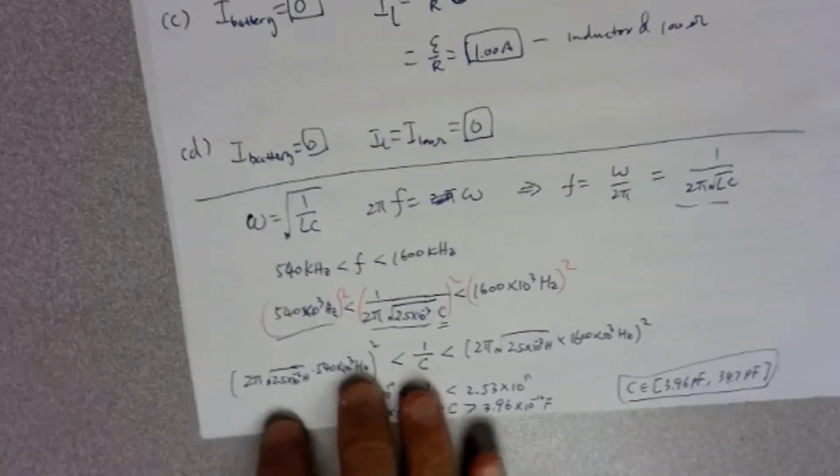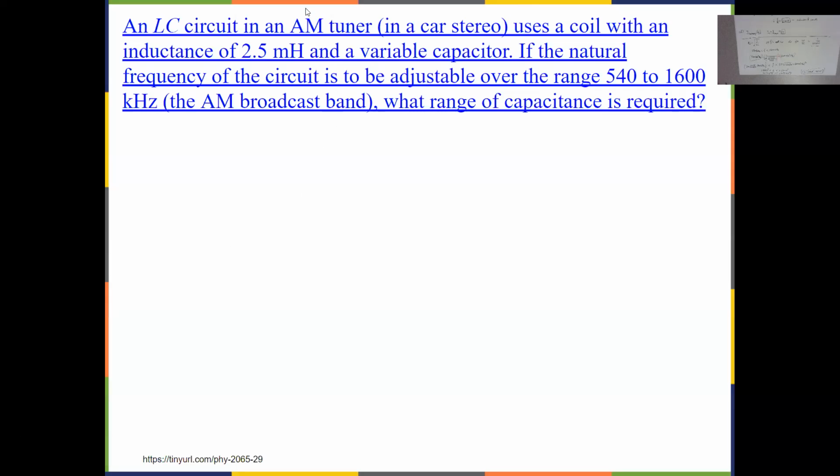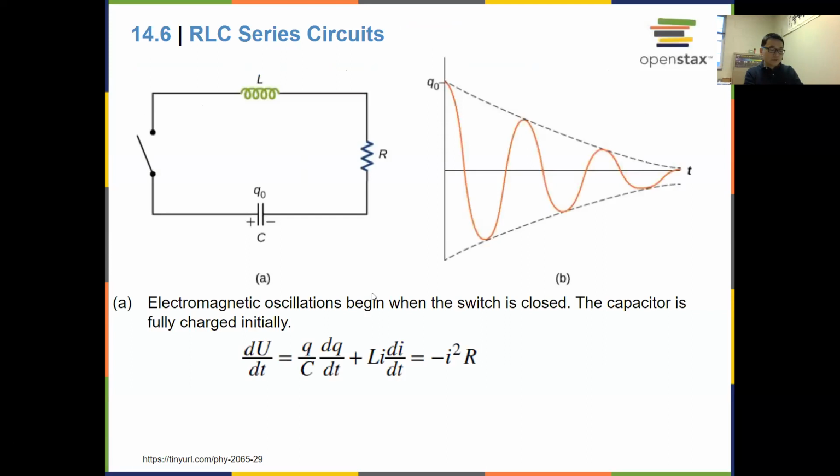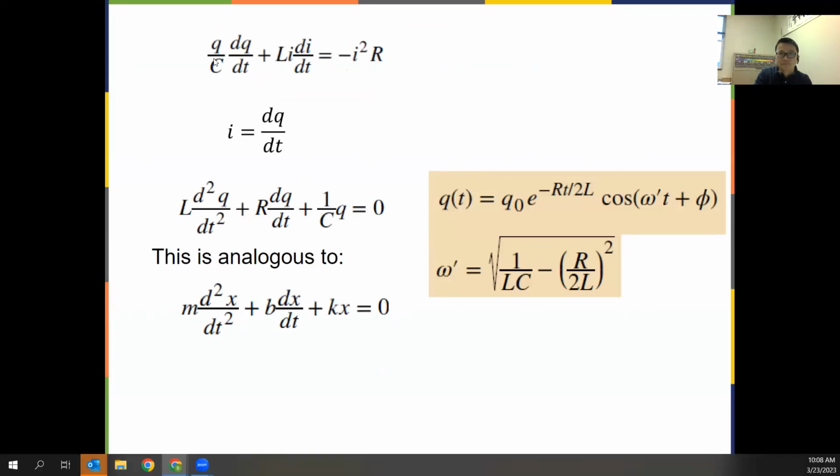All right, going back to the slide again. Now, in reality, there's always some resistance in the circuit, so you always get that R in any LC circuit. So the whole thing will die out eventually. That's the damping oscillation. So for damping oscillation, you can write it out. Okay, so this is what you have.